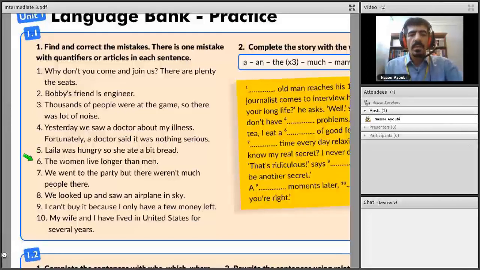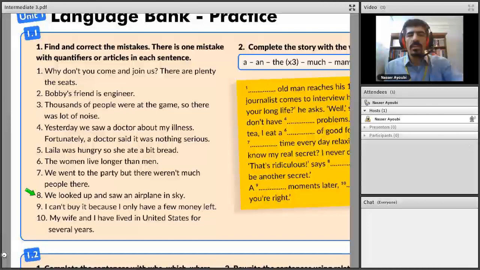Number 6, the women live longer than men. Not the women, just women, because women is used in general meaning. Number 7, we went to the party, but there weren't much people there. Much is used for uncountable nouns. People is countable, so many people.